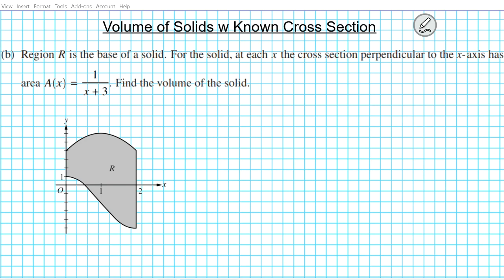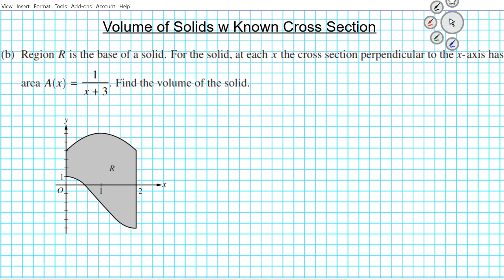Okay, all right, so this is a very convenient problem. A lot of times on the AP exam, when you're dealing with volumes of solids with known cross sections, you have to do some computation to determine the expression for the area of the cross section. But in this case, you are already provided with it, so that is very, very convenient.